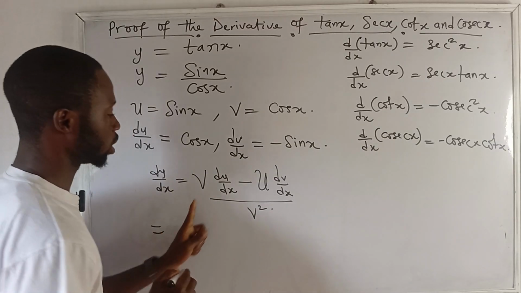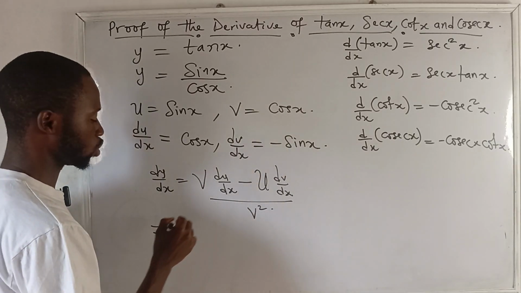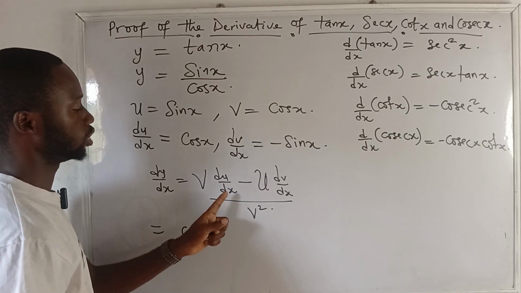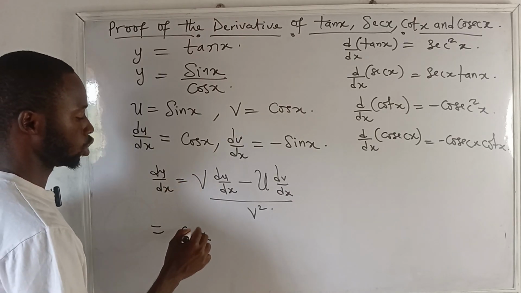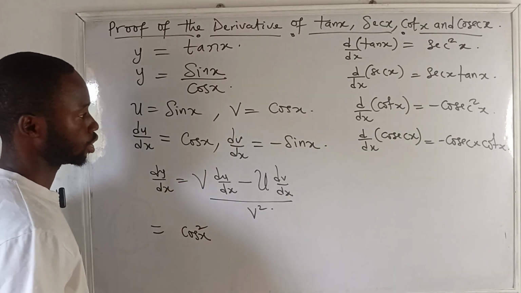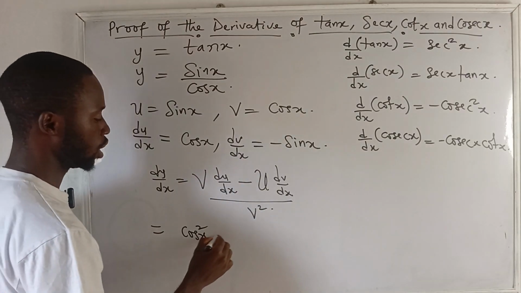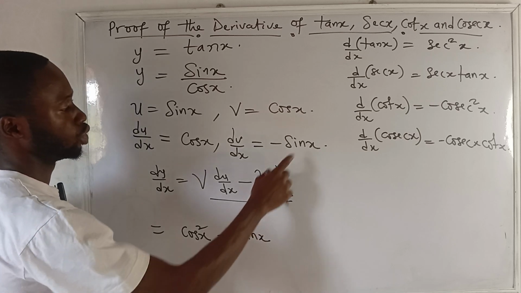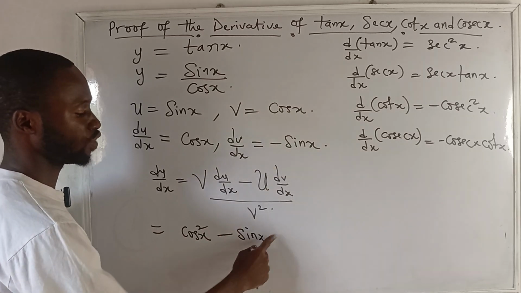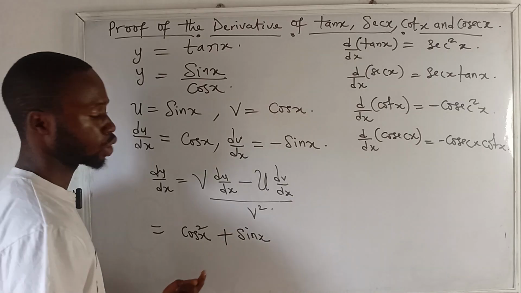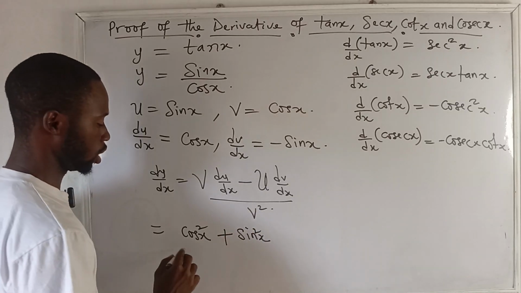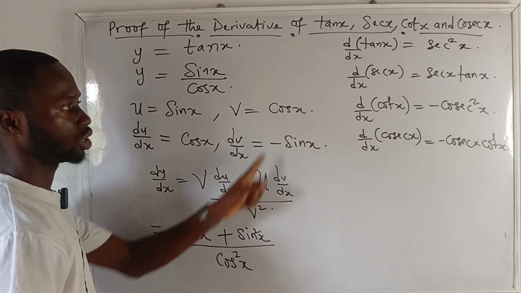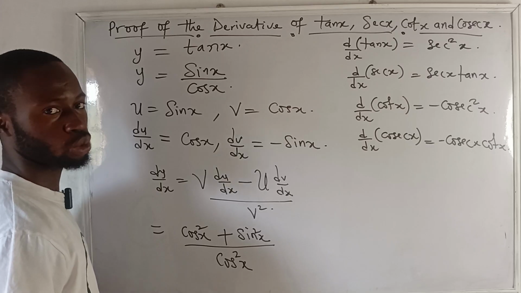Now to find our answer, which is dy dx, we need to write our v first. From the formula, v is cos x, then du dx is cos x as well. So if I put cos x there, I'll have cos square x, because cos x is multiplying cos x. I'll have cos square x minus u. Our u is sine x, and dv dx is minus sine x. So if I put minus sine x, it will be plus, because minus times minus gives plus. Then it will be sine square x, all over v squared. Our v is cos x, so v squared is cos square x.